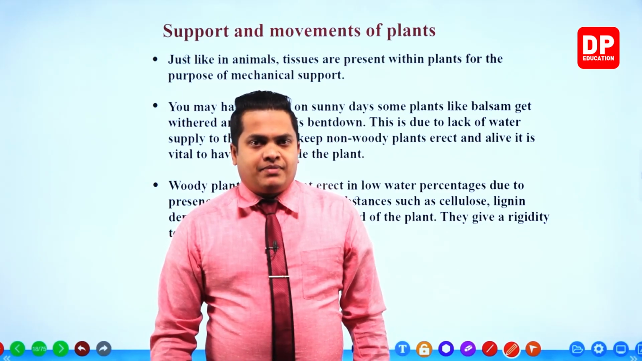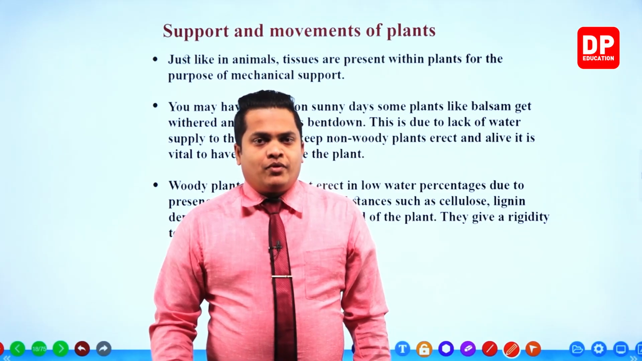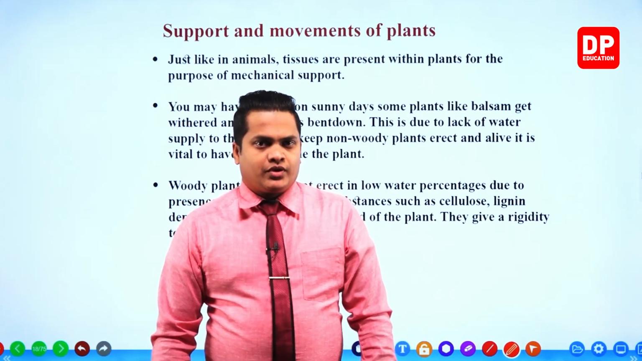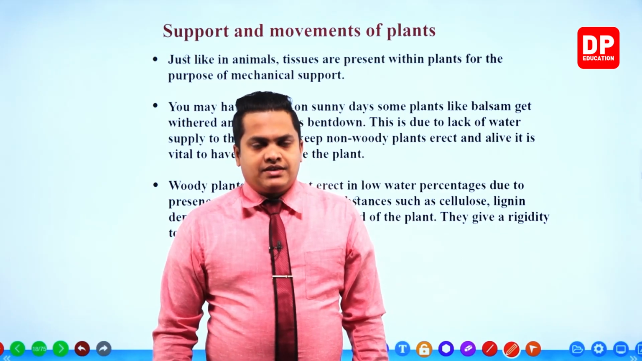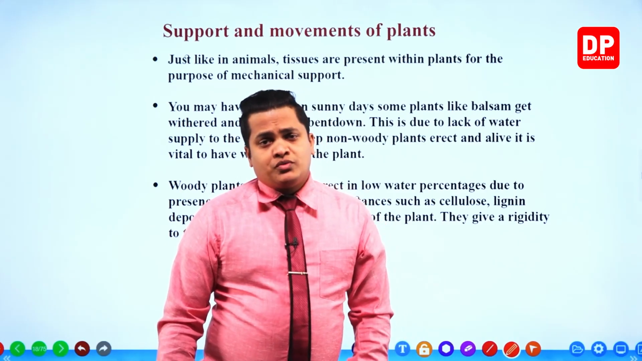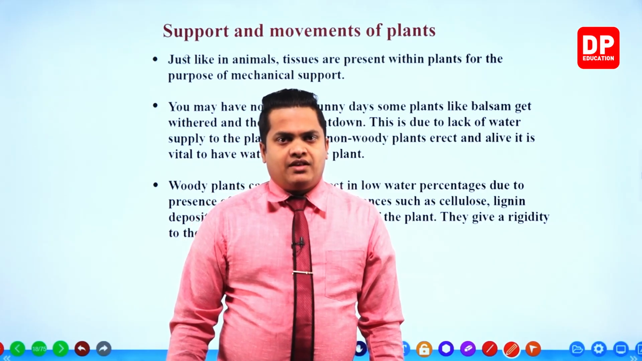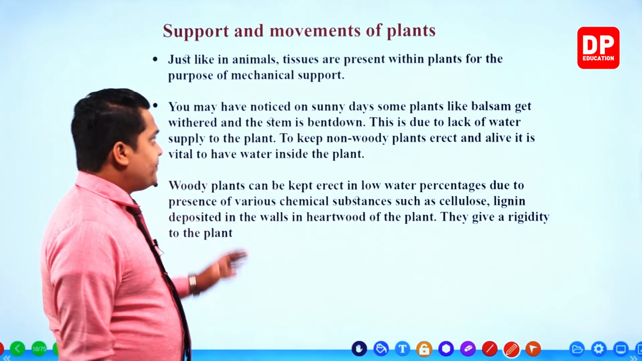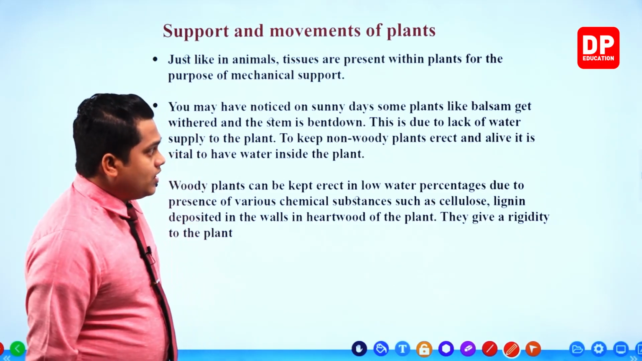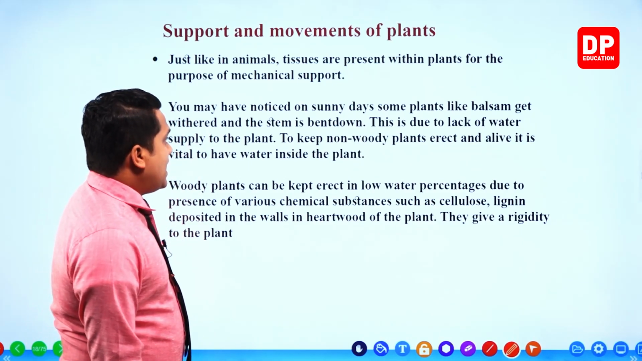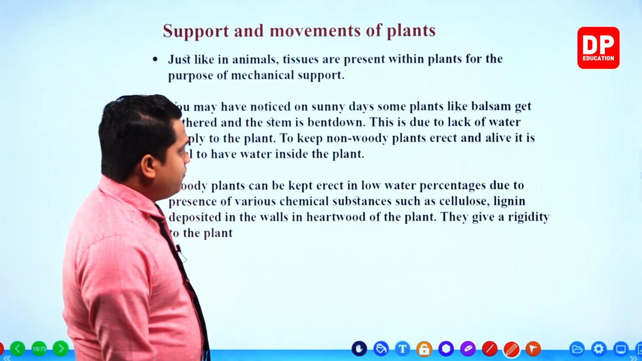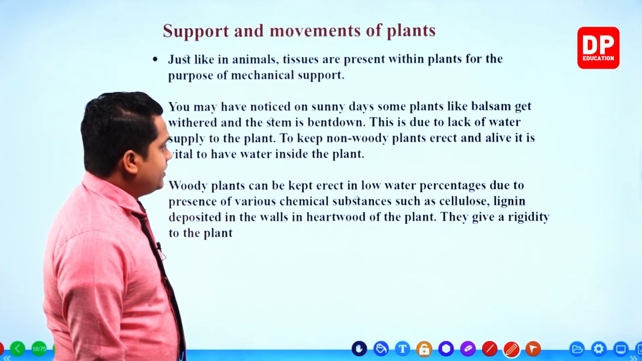To keep a certain plant rigid and erect, the support given out by the units contained within the plant. Okay, that's what we mean by the mechanical support. So in order to provide the mechanical support, tissues are very helpful. So my dear children, you may have noticed on sunny days, some plants like balsam get withered and the stem is bent down. This is due to lack of water supply to the plant.